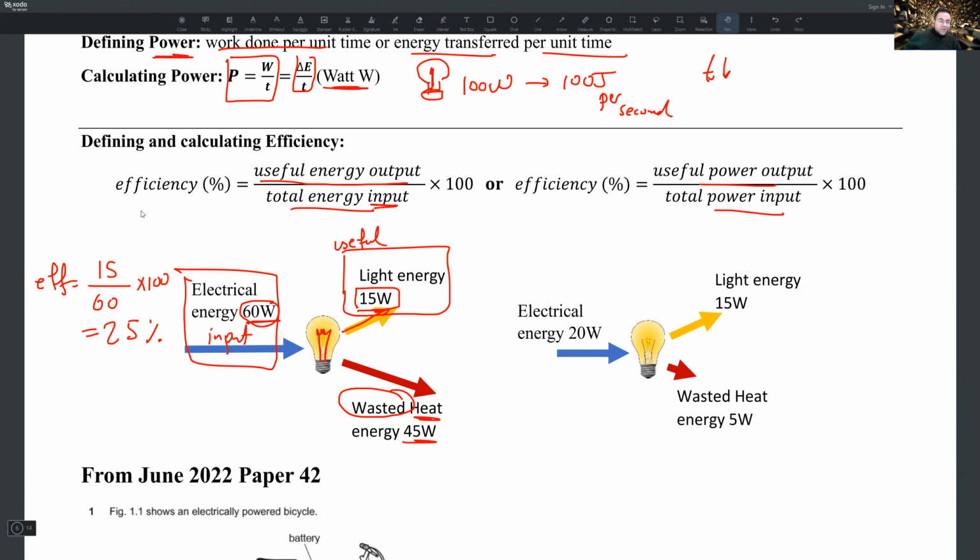So we call this light bulb a low efficiency light bulb. It's terrible. What about a better efficiency light bulb? A high efficiency light bulb doesn't mean it gives out more energy. It means it wastes less energy. So if we look at this other light bulb, it gives you 15 watts of useful light and 5 watts of wasted heat. So the total energy input is 20. And the useful energy output is what? 15.